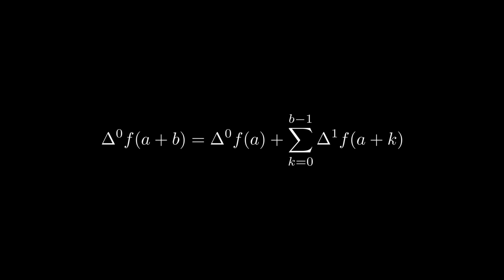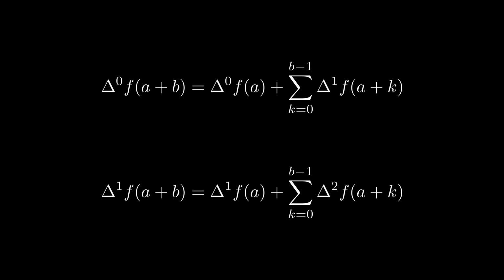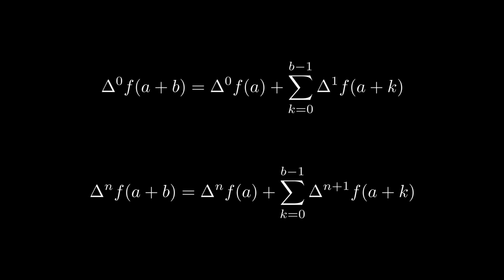Now, we could just as easily apply this formula to the first order forward difference of f, to express it as a sum of the second order forward difference. Or we could have applied it to delta squared, or delta cubed, or generally, delta to the n, turning it into a sum of delta to the n plus 1. This will be important, because by iterating this formula, we can increase the order of the forward differences as much as we want. Let's get on to the solution and see how this works.